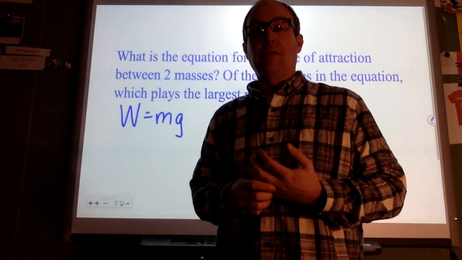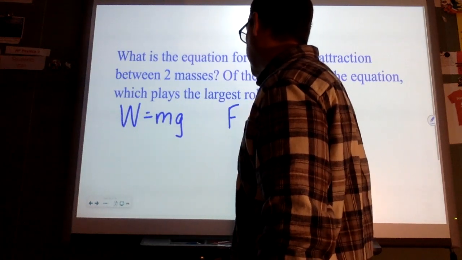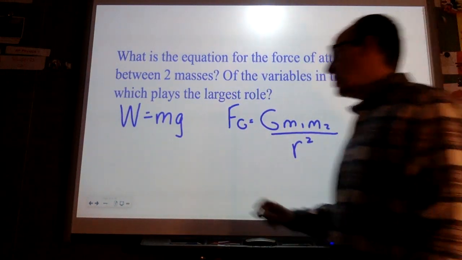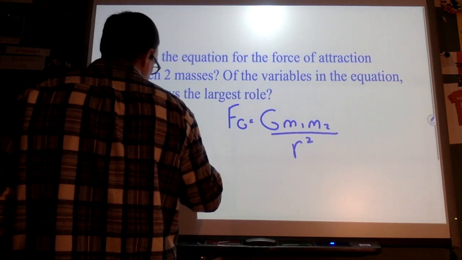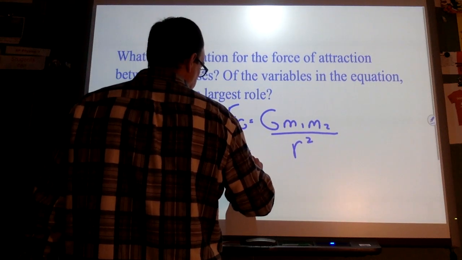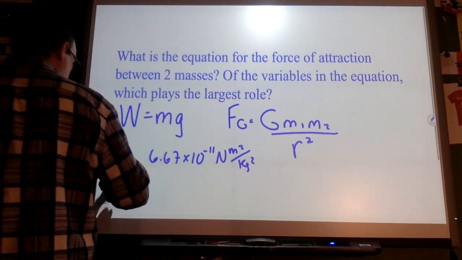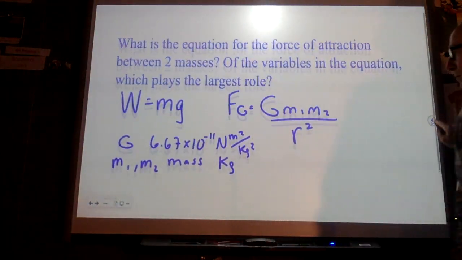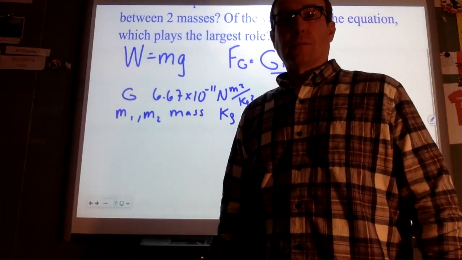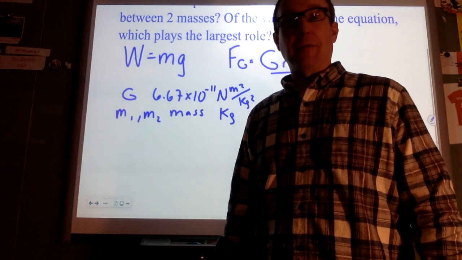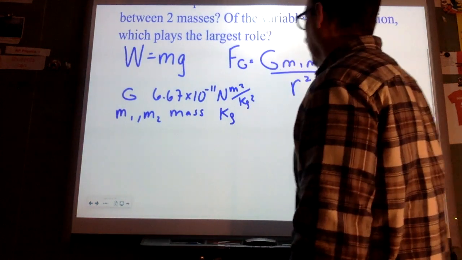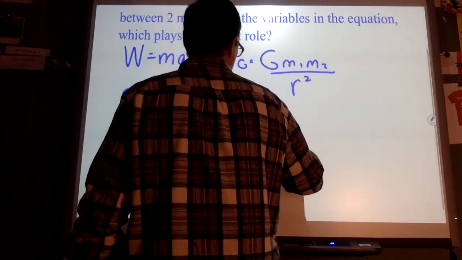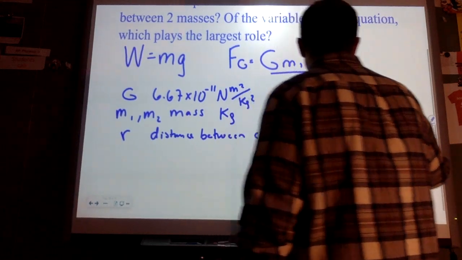Now, really, this is a special case of the bigger equation, which is Newton's universal law of gravitation, where G is a constant. It's 6.67 times 10 to the negative 11th newton meter squared over kilogram squared. M1 and M2 are masses. They don't have to be a big mass and a little mass, or have an Earth; it could be between you and the chair. And then R is going to be a distance between the centers of mass, and that's measured in meters.